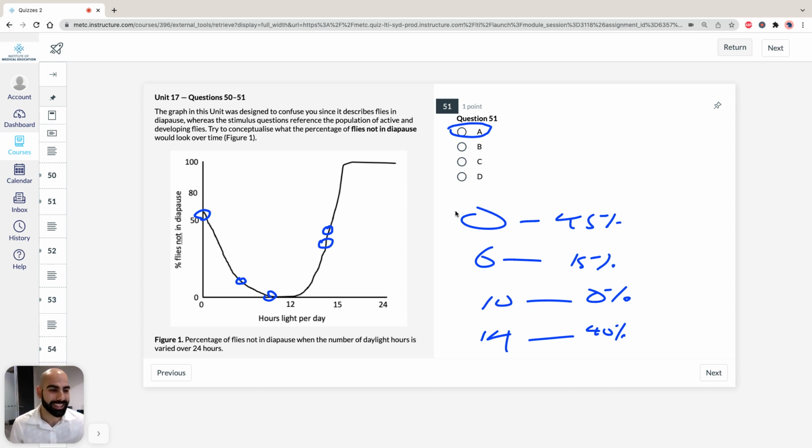So we know the answer for 51 has to be A, because I guess ACER tried to trick you. Flip the numbers around, because we're looking for flies that are developing, which aren't in diapause. When I saw this question, again, you don't have to have any knowledge in any biology, chemistry, physics, or anything. You just have to be able to read the axes properly. If you read the axes properly, you'll be fine.